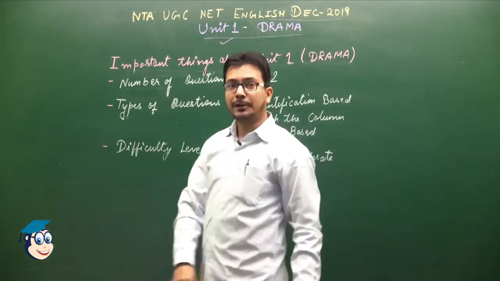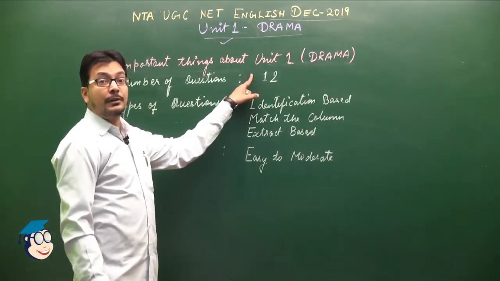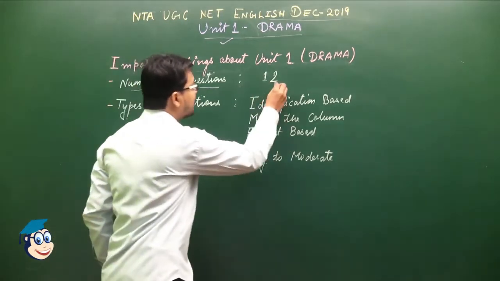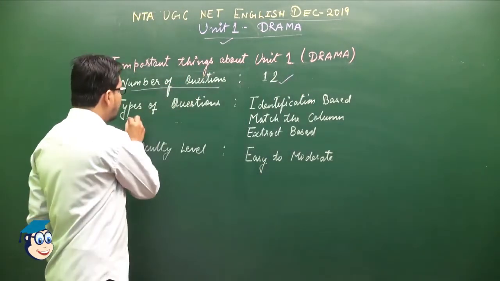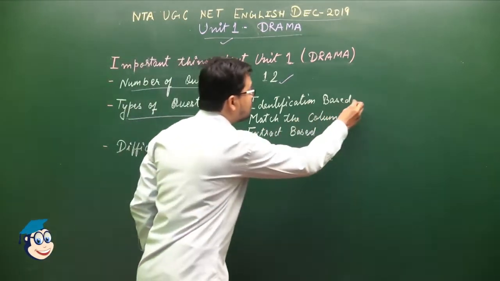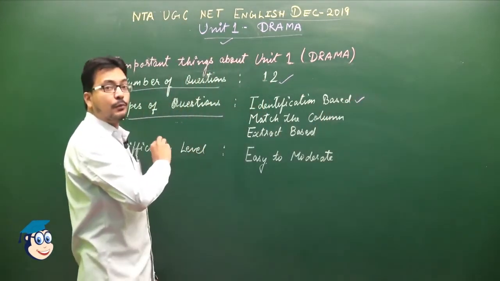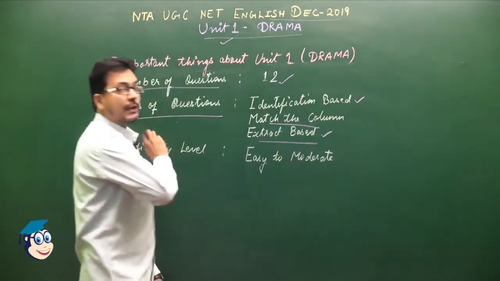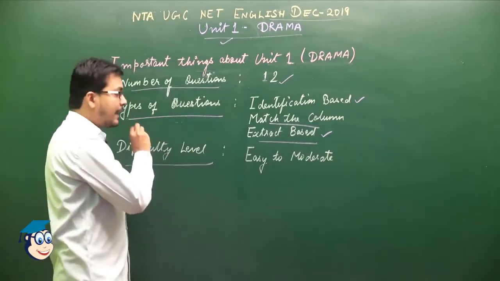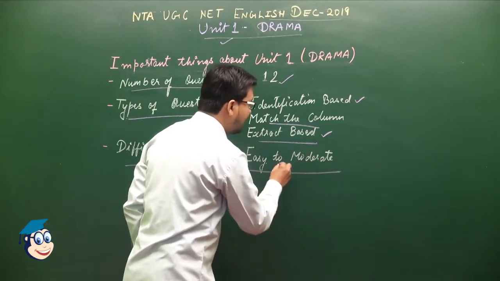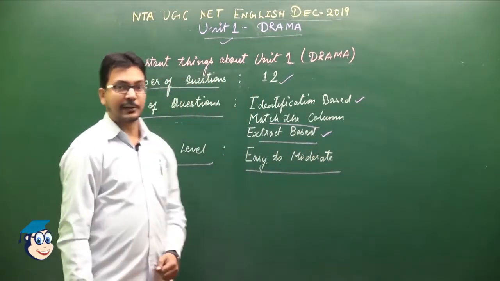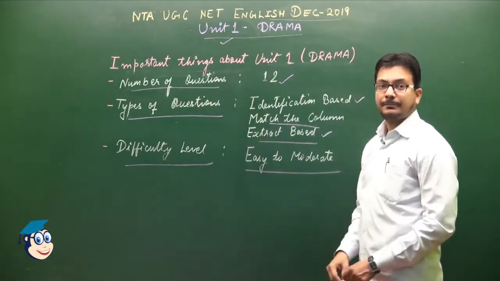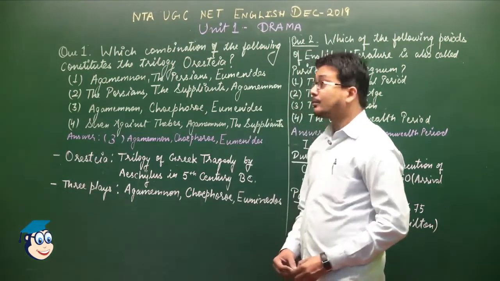Let's talk about some of the important things about this unit that were in the question paper. The first important thing was the number of questions. 12 questions were asked from this unit. The type of questions was fluctuating from identification based, that means who, what, where, which, when, how, etc., to match the column, and the last thing, extract based. The final is difficulty level. The questions were asked from easy to moderate level. Now you are expected to note it down first, and then we are going to talk about the solutions of Unit 1 Drama.